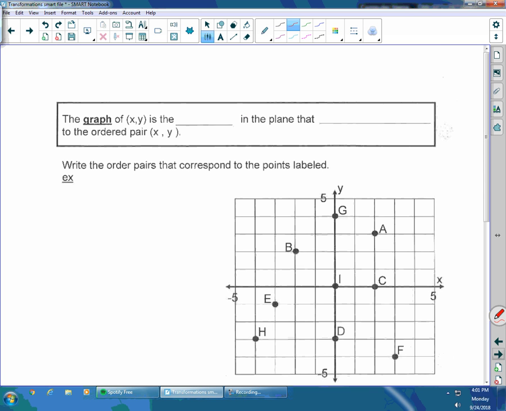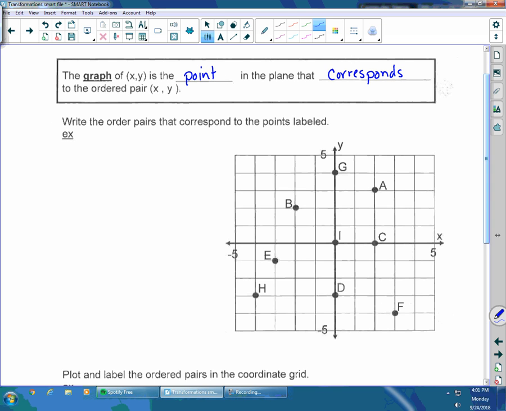The graph of an xy is the point in the plane that corresponds to the ordered pair x, comma, y. So here we have a graph, and we've got a whole bunch of different letters on it. And they want us to write ordered pairs that correspond to the labeled points. So I'm going to give you an example with A.